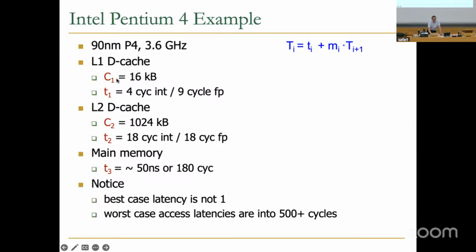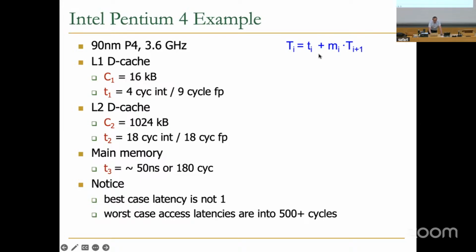So L1 data cache capacity is 16 kilobytes. Intrinsic access latency happened to be 4 cycles, not 1 cycle, because it had heavy out-of-order execution to tolerate long latencies. L2 data cache capacity was larger, but intrinsic access latency of that level, T2, is 18 cycles. And then intrinsic access latency of memory, we're going to assume it's 50 nanoseconds, 180 cycles. It's actually small compared to Pentium 4, but that's what we're going to assume.